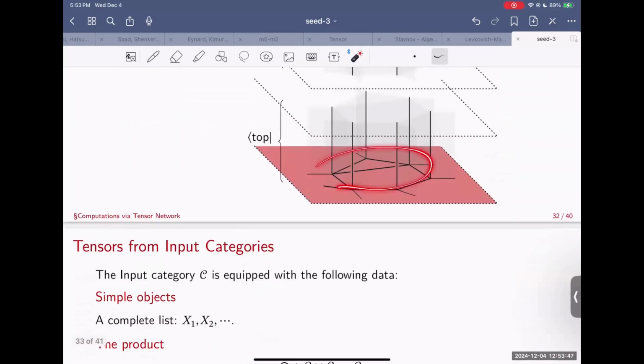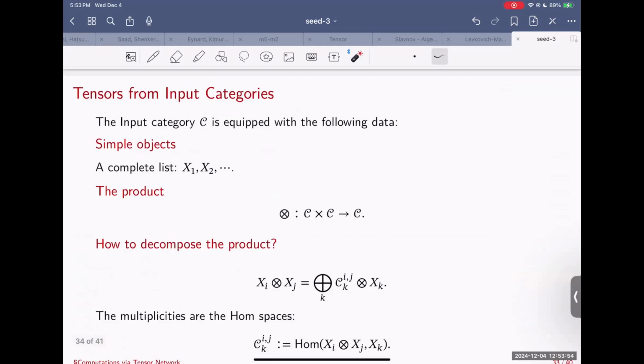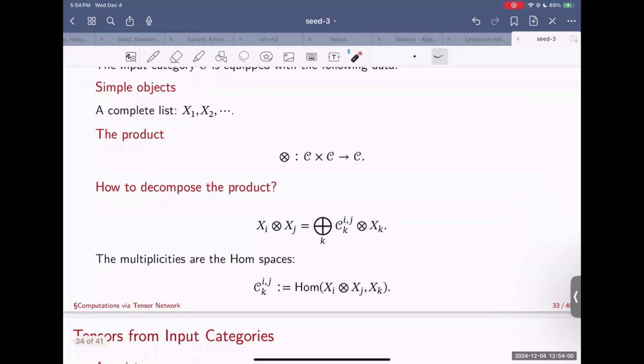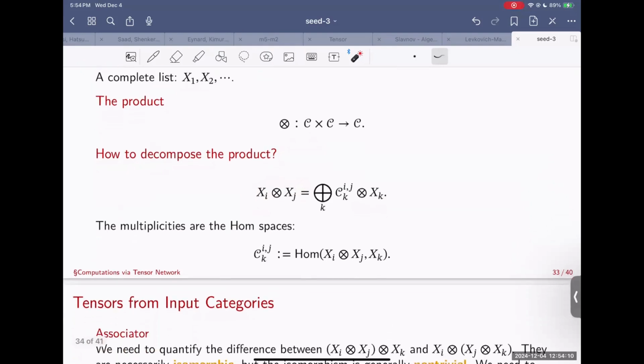So where do these tensors come from? These tensors are basically part of the data that defines the categories that I was talking about. For example, if my input category is C, then C has a certain structure defined by tensors. For example, C has simple objects, and the tensor product of simple objects can be decomposed into a direct sum of simple objects with multiplicities, the multiplicities being the hom spaces.